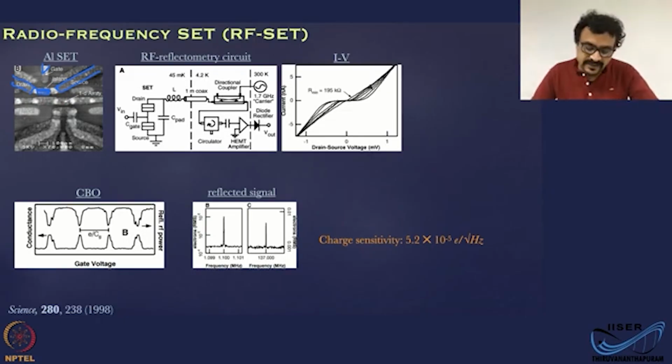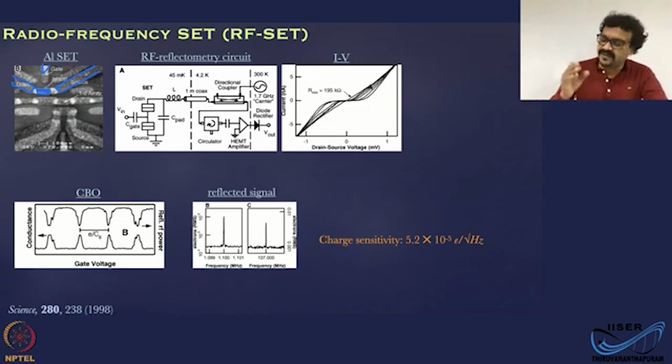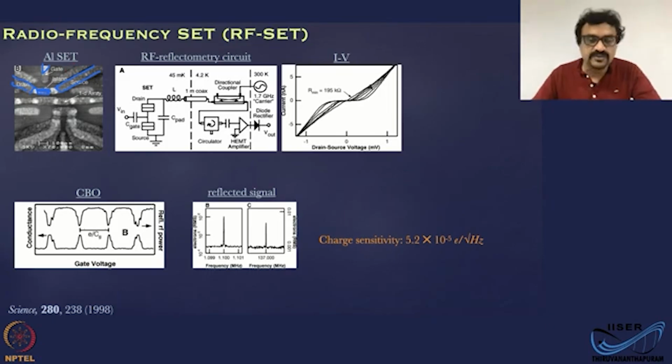So what you have here is an aluminum single electron transistor, but there is a magnetic field applied. That means you don't have any superconductivity, so it's actually a normal metal single electron transistor. This shows the IV traces for different gate voltages, showing that you have ample charging events going on, or Coulomb blockade, which you can lift by applying a gate voltage. And the normal resistance of this device is around 195 kilo ohm.